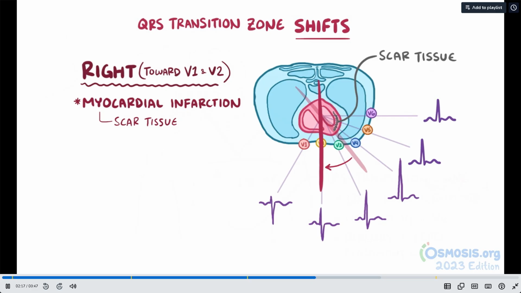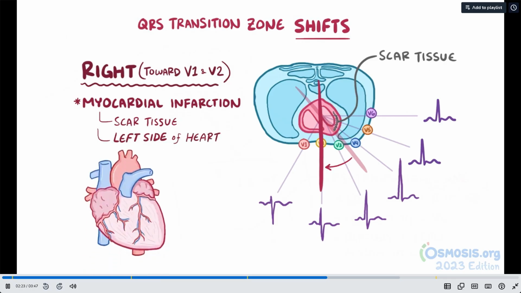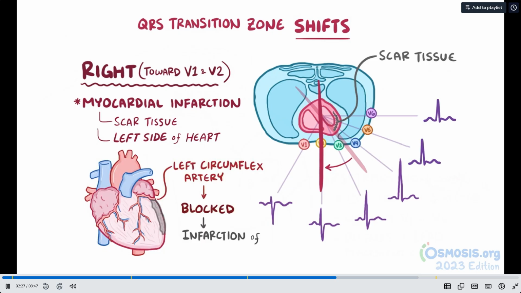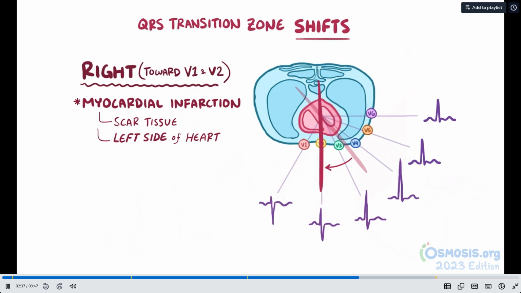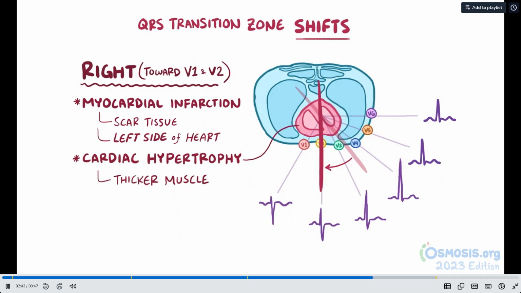So in order for it to shift right, the infarction would have to be on the left side of the heart. For example, a blockage in the left circumflex artery can cause infarction of the posterior wall of the left ventricle, and that would lead to a rightward rotation of the QRS transition zone, toward V1 and V2. Another example of a rightward shift is cardiac hypertrophy, because a thicker muscular wall contributes more to the overall QRS vector. So in this case, in order for it to be a shift to the right, it'd have to be a right ventricular hypertrophy.